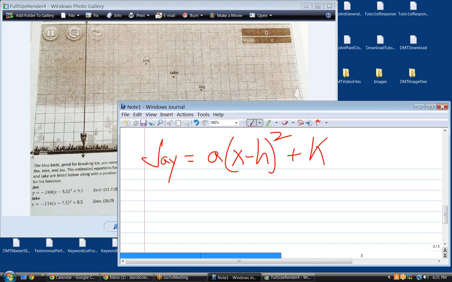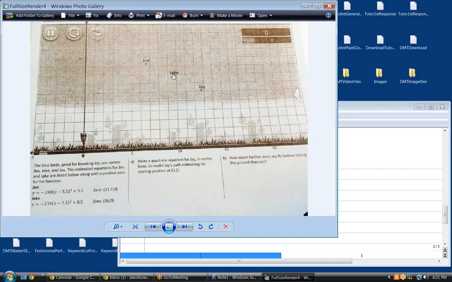What do we know about J? We know his vertex, right? In other words, we know that vertex based on these numbers over here. Well, J looks to be at an x-coordinate. Oh, man. Those don't look like the vertexes, though. No, they aren't, now that I look at it. Jake is like at 9.5 here, so his vertex is somewhere else.